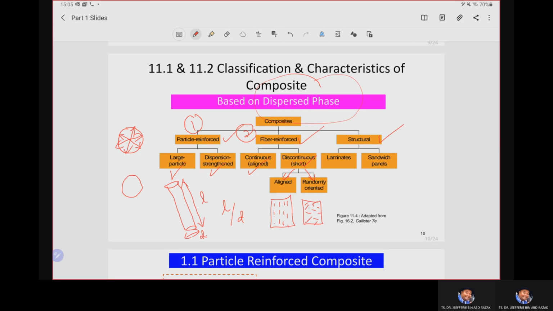So, the third classification of composite material based on their dispersed phase characteristic is the structural composite, whereby the structural composite is a combination of composite and homogeneous material in the form of laminates or sandwich panels.